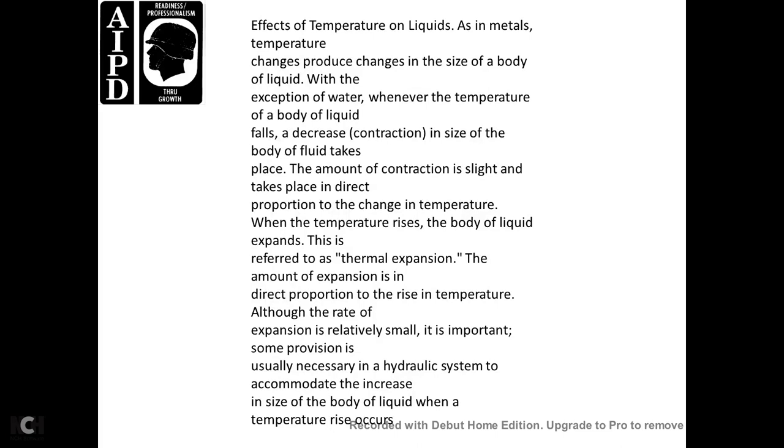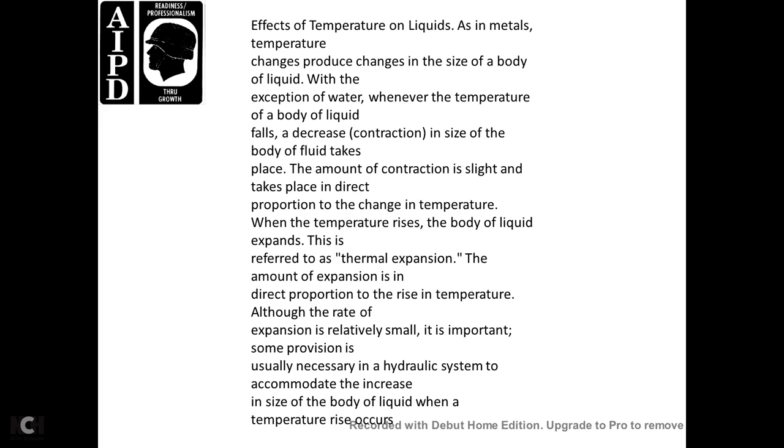Effects of the temperature of liquid. As in metal, temperature changes produce a change in the size of the body of liquid, with the exception of water. Whenever the temperature of the body of liquid falls, a contraction of the body of liquid takes place. The amount of contraction is in direct proportion to the change in temperature. With a temperature rise, the body of liquid expands. This is referred to as thermal expansion.